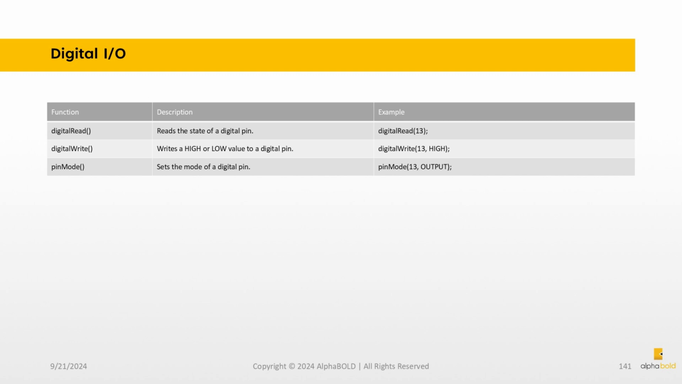The digitalRead function reads the state of a specified digital pin, returning either HIGH or LOW. Conversely, the digitalWrite function sets a digital pin to either HIGH or LOW, controlling the voltage output. Before using a pin for digital I/O, the pinMode function must be used to configure the pin as either an input or output.